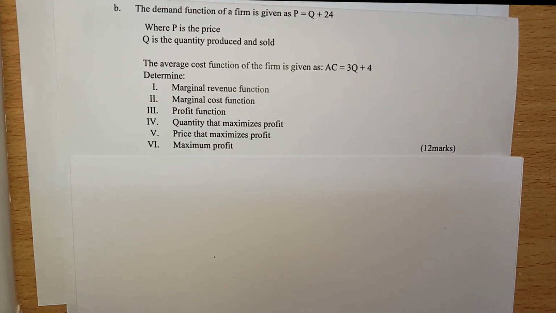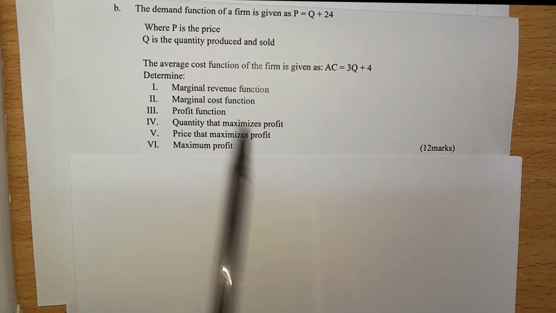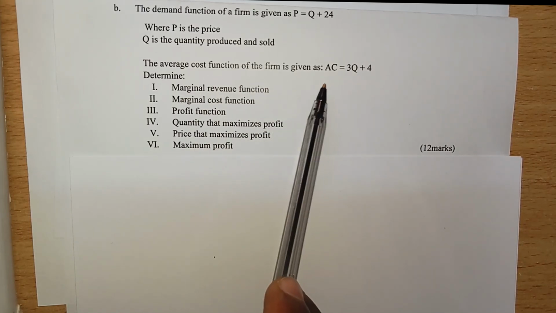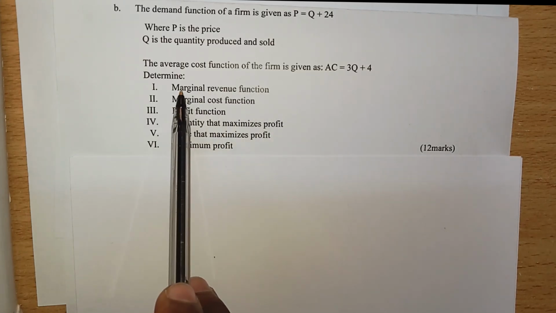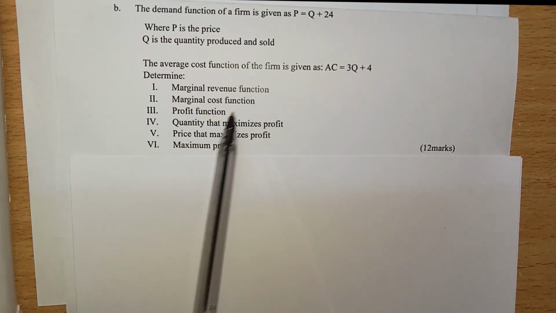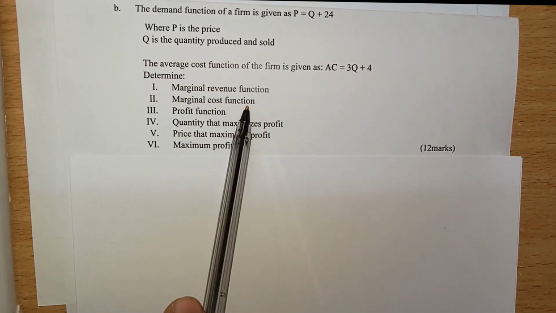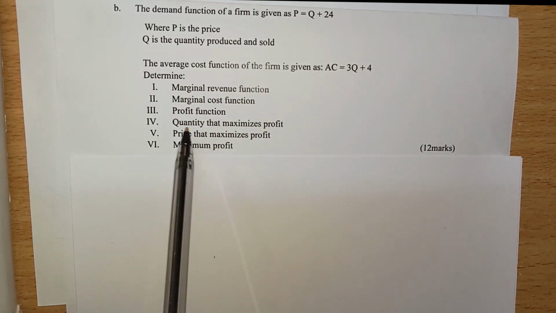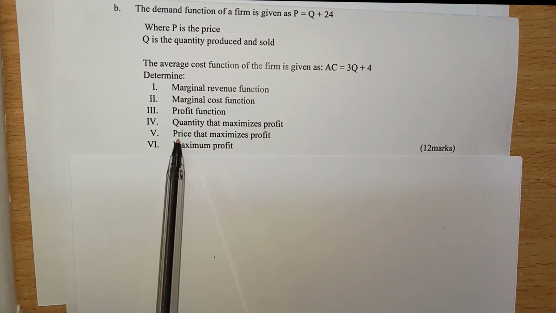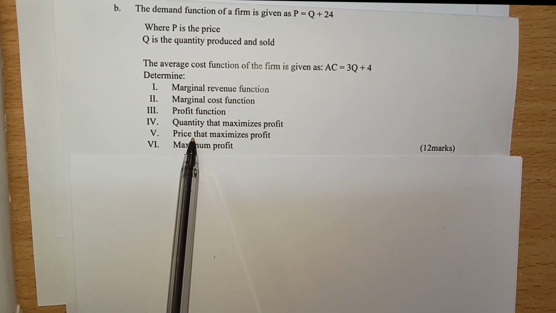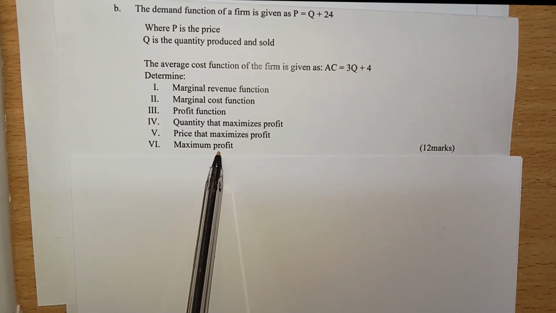Okay, welcome again. I want us to do this question, and the question says the demand function of a firm is given as P equals Q plus 24, where P is the price, Q is the quantity produced and sold. The average cost function of the firm is given as AC equals 3Q plus 4, and you are asked to determine: Roman 1, the marginal revenue function; Roman 2, the marginal cost function; Roman 3, the profit function; Roman 4, the quantity that maximizes profit; part 5, the price that maximizes profit; and the last one, maximum profit.